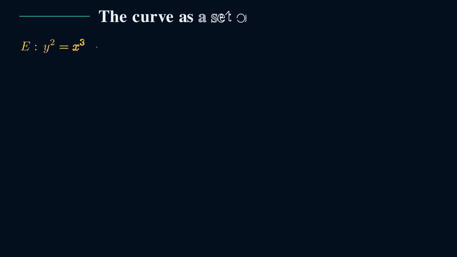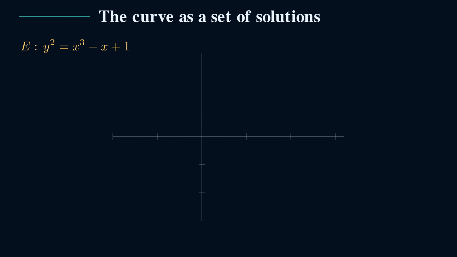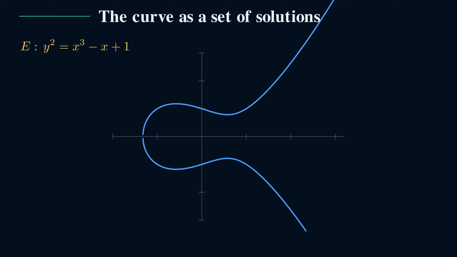Consider the curve y squared equals x cubed minus x plus 1. Every real solution of this equation appears as a point in the plane. Since y appears squared, many x values produce 2 points, one above and one below the horizontal axis. That simple symmetry will later explain why inverses look so natural on an elliptic curve.